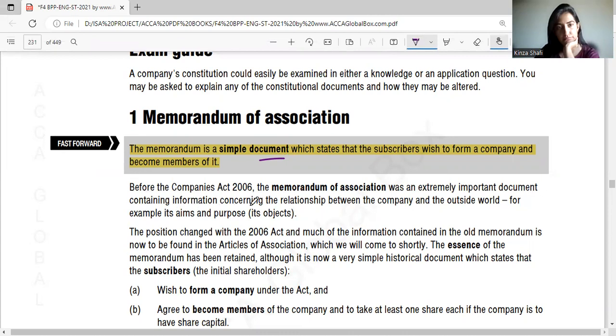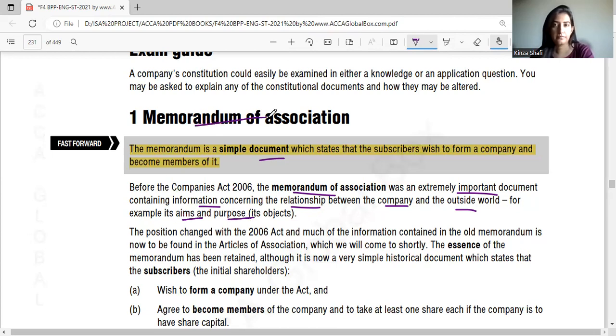So now, before Companies Act 2006, the Memorandum of Association was an extremely important document containing information concerning the relationship between the company and the outside world. For example, its aims, purpose, objectives, etc.